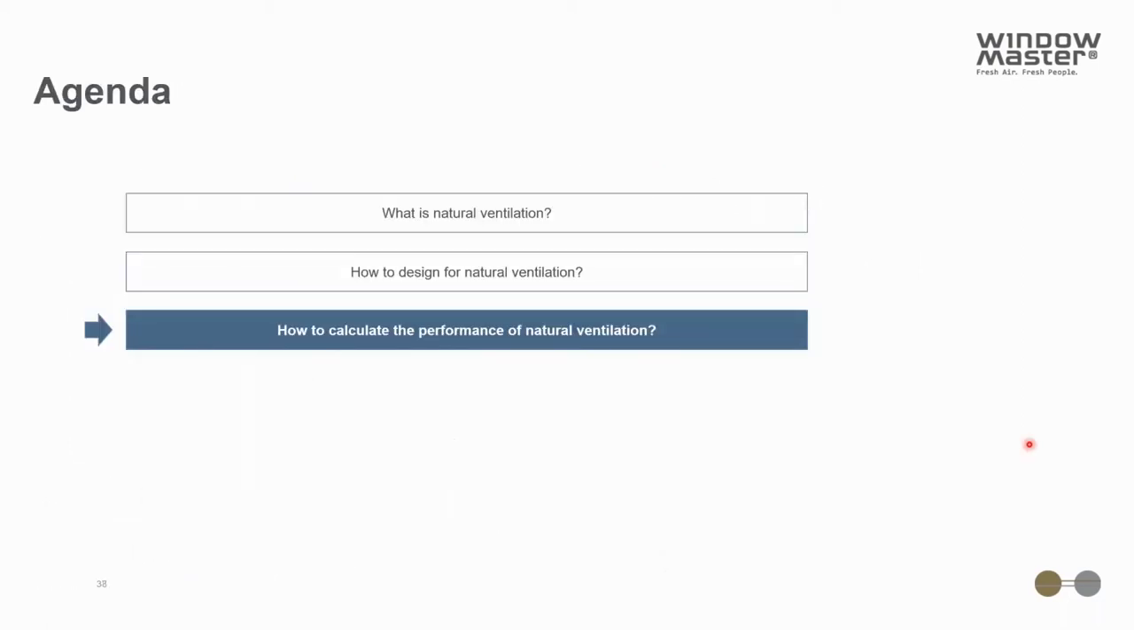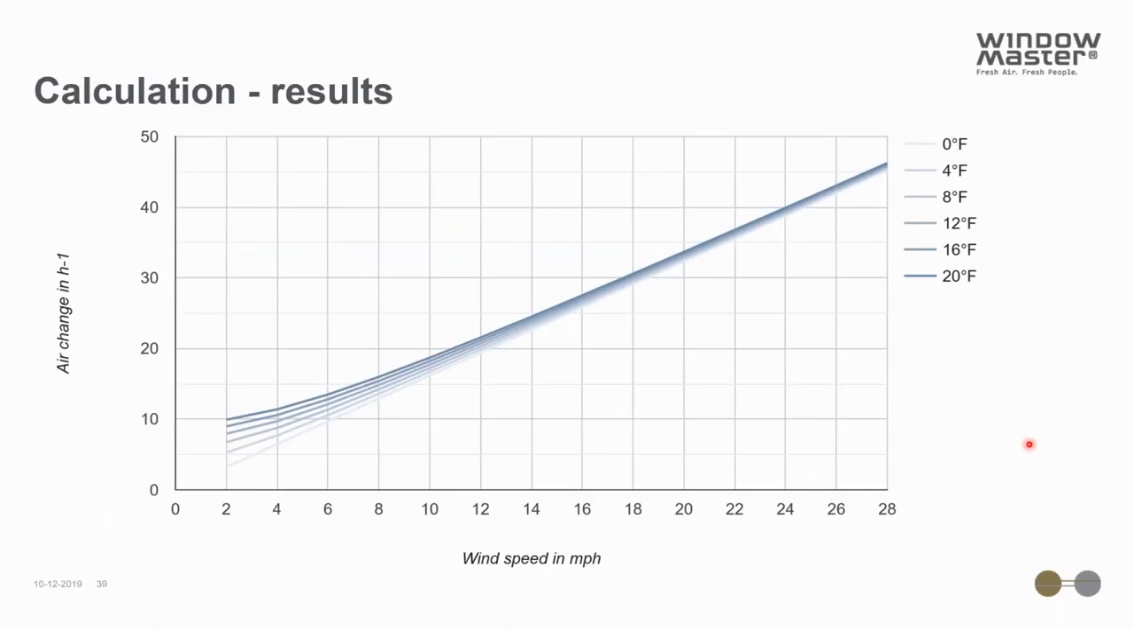So finally, I quickly want to show how our calculator can help indicate the performance of a natural ventilation system in a building. Before going into an example, I just want to quickly explain the results of the calculation that we have with this tool. As you can see on the first axis, you have the wind speed in miles per hour, and on the second axis, you have the air change in air changes per hour.